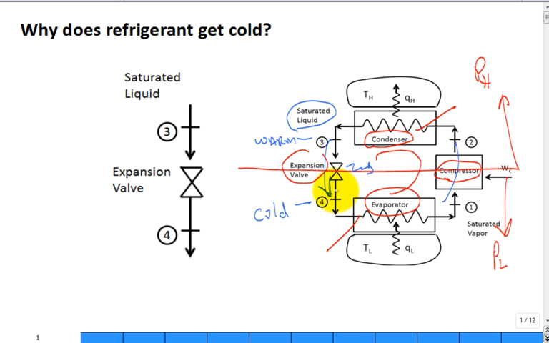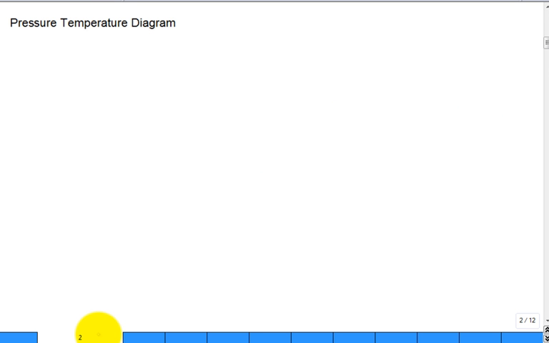Well, without this class, without the study of thermodynamics, you're right. This doesn't make sense. But it does make sense now that we've studied thermodynamics, doesn't it? To explain this, what you really need to have is a good grasp of the pressure-temperature diagram. So what is the pressure-temperature diagram? Have you seen the pressure-temperature diagram before?